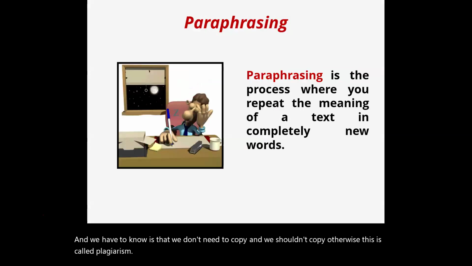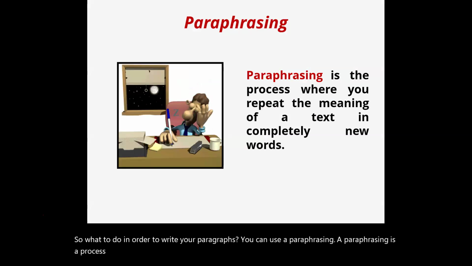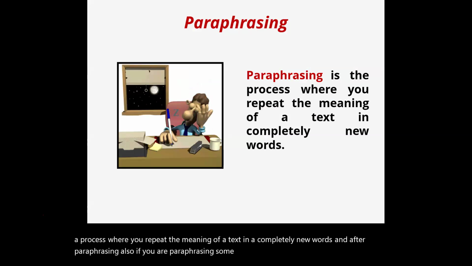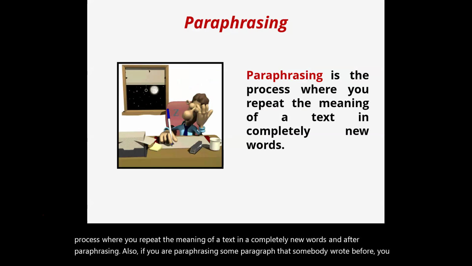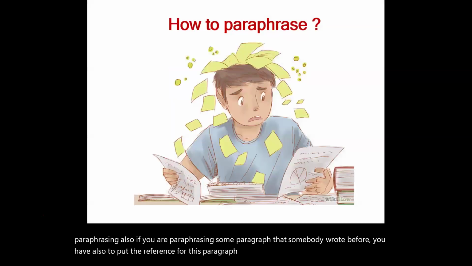So what to do? In order to write your paragraphs, you can use paraphrasing. Paraphrasing is a process where you repeat the meaning of a text in completely new words. And if you are paraphrasing a paragraph that somebody wrote before, you also have to put the reference for this paragraph. Even after paraphrasing, you have to put the reference.